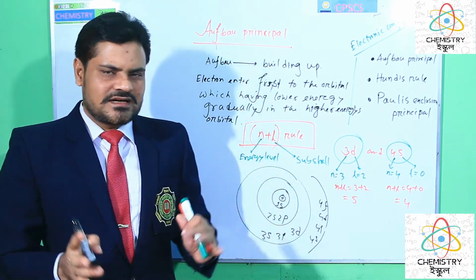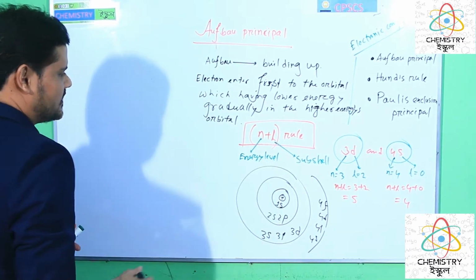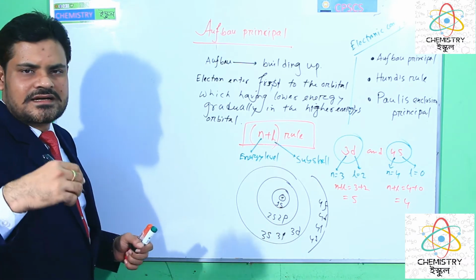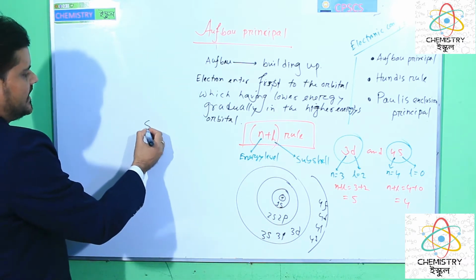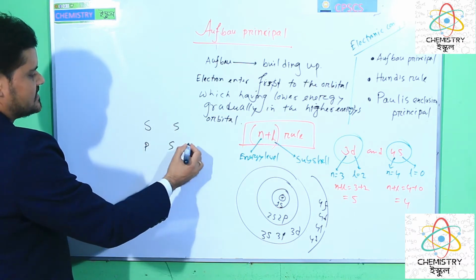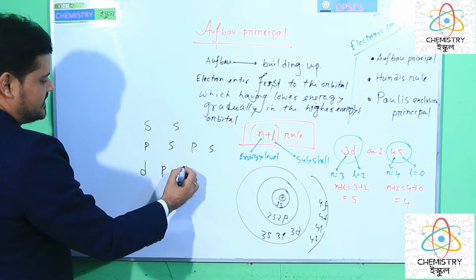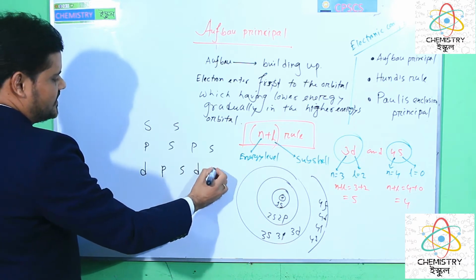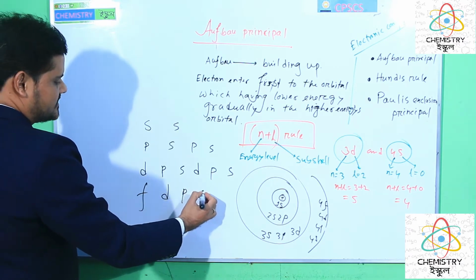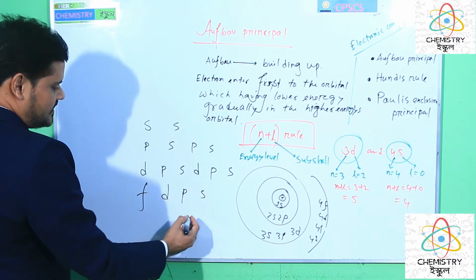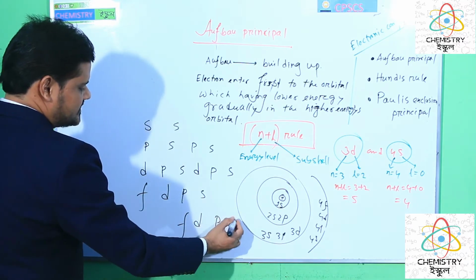According to this rule, what is the arranging order of the orbitals? Look at this here: s, p, d, f in order.